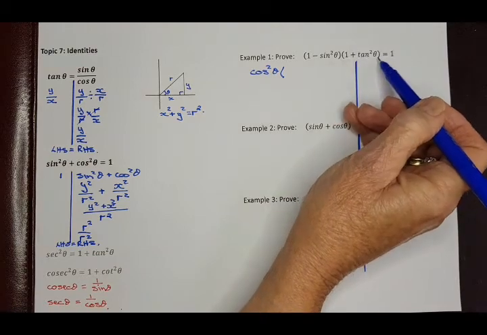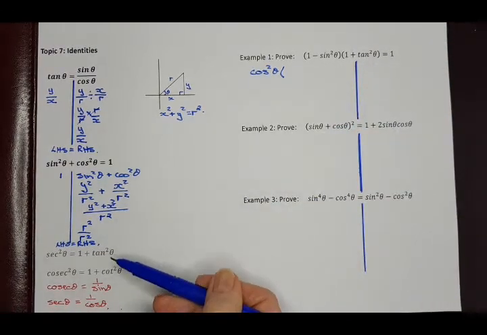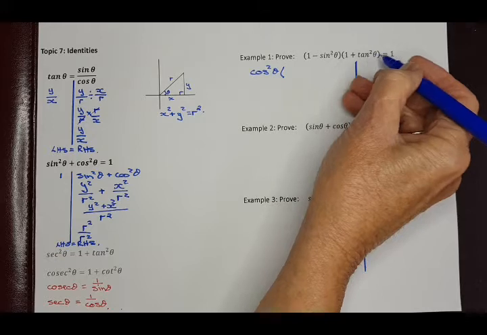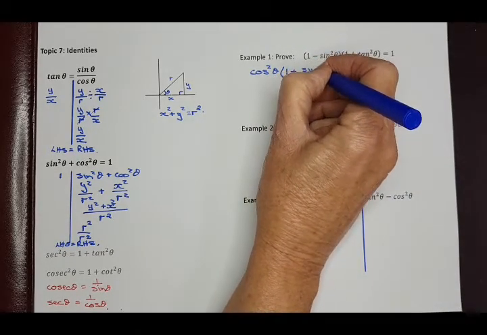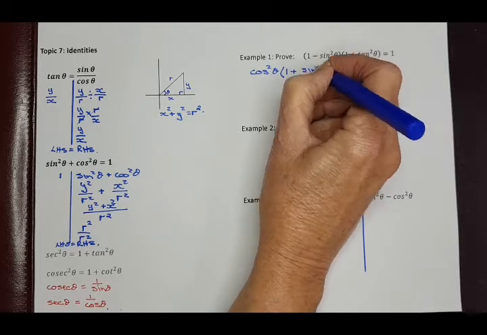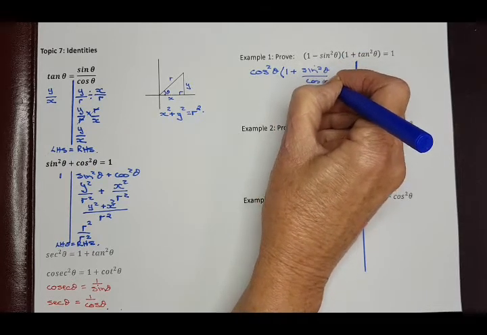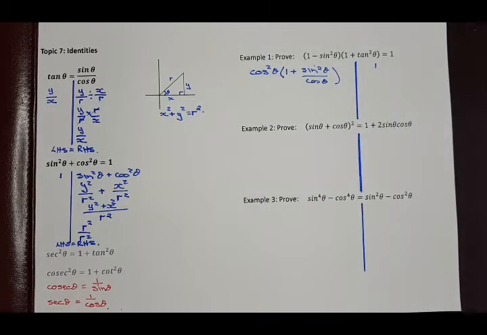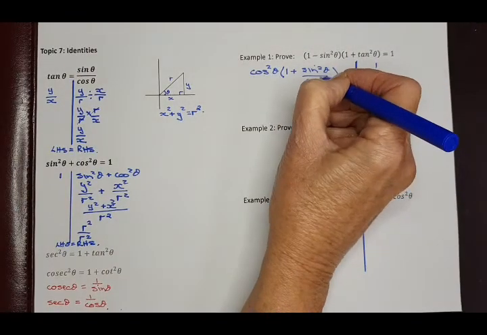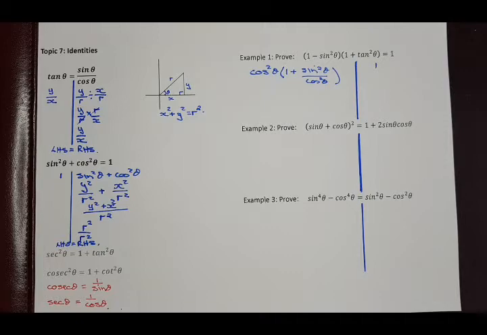1 plus tan squared, unless you are an AP student and you know it is sec squared, all you would be able to do there is write tan as sine theta over cos theta, and we are trying to prove that that is equal to 1. Sorry, I should have said cos squared theta.